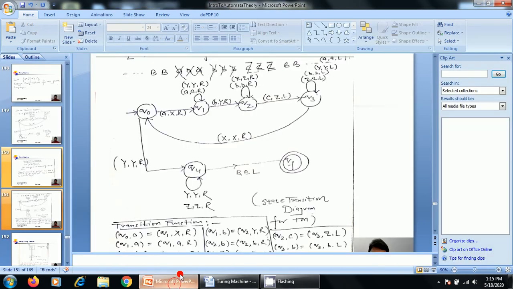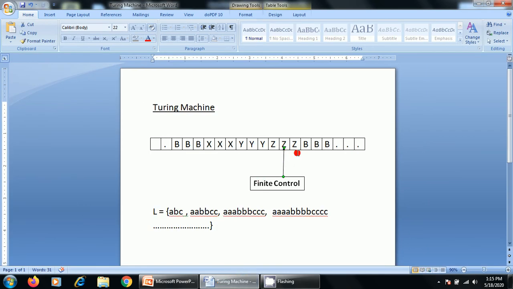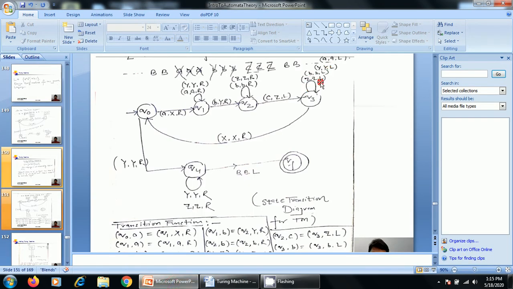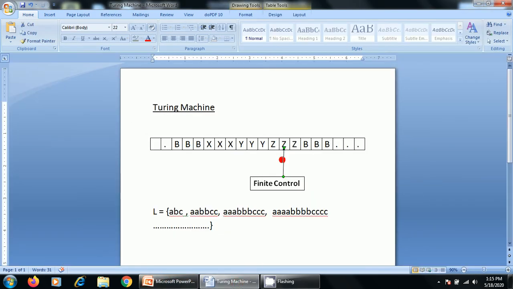Move left. If there is z, keep it z and move left, and now we are at this position. If there is z, then what do we do? Then cross all z, all y, and move to the first x. That is why, if there is z, keep it z and move left.